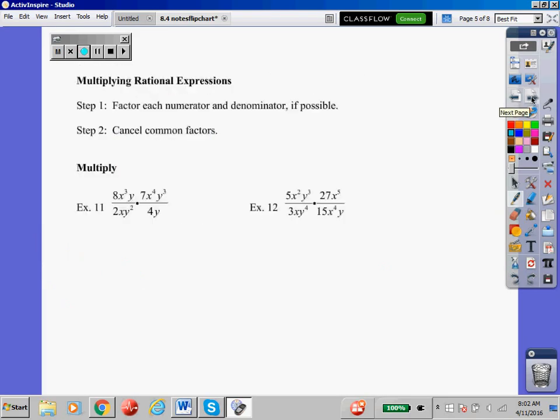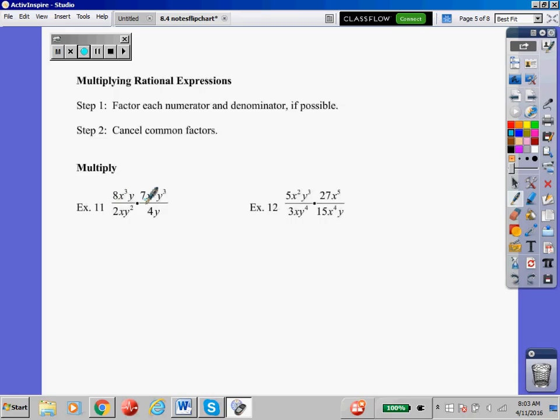Alrighty, so now you should see multiplying. I skipped something I used to do. So multiplying. If you want to multiply rational expressions, what you do is step 1, factor the numerator and denominator, if possible, and then cancel common factors. So example 11 and 12 are a little bit different because there isn't any factoring that we can do. But what we can do is we can multiply first.